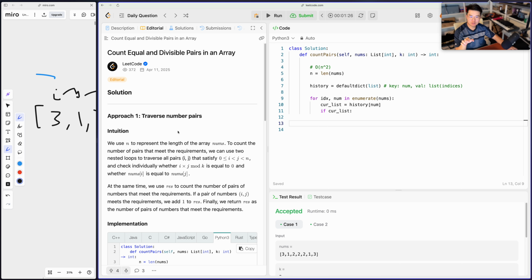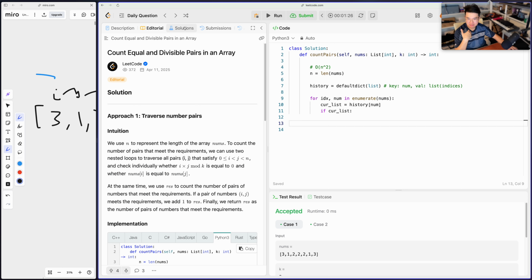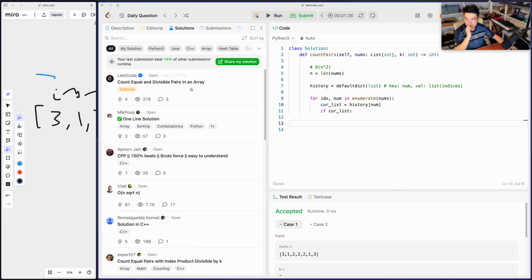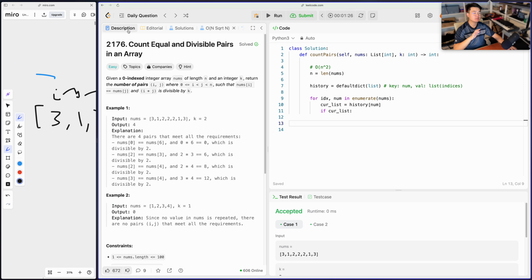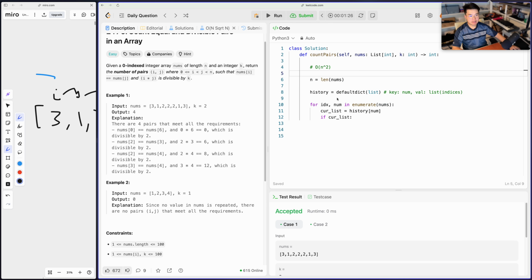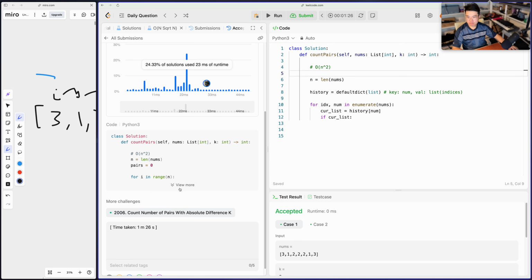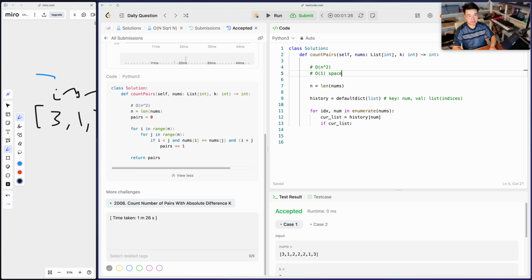Usually the editorial will tell us the better way to do it. Okay, whatever. I thought it was going to be pretty straightforward, but I guess it's not. Whatever. So that's n squared time, and constant space.